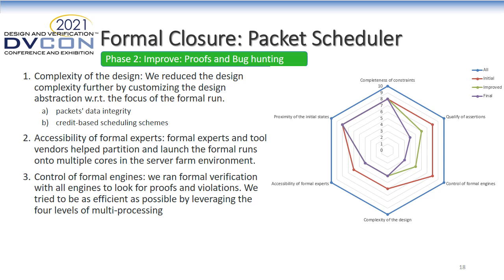Now for formal experts, we are leveraging the formal experts we have in-house and from the tool vendor to set up the design so that we can perform multiple runs on the multi-core server farm environments. Now for the formal engines, we are running formal verification using all the formal engines to look for proofs and violations. At the same time, we are caching the formal information. We try to be as efficient as possible by leveraging the 4 levels of multiprocessing.